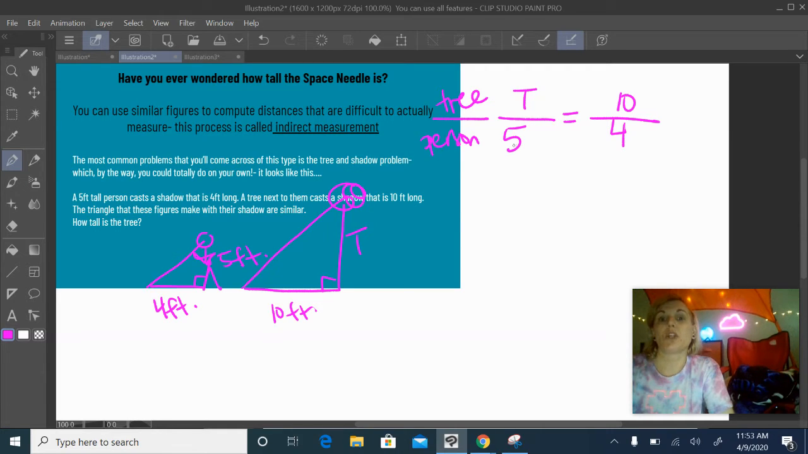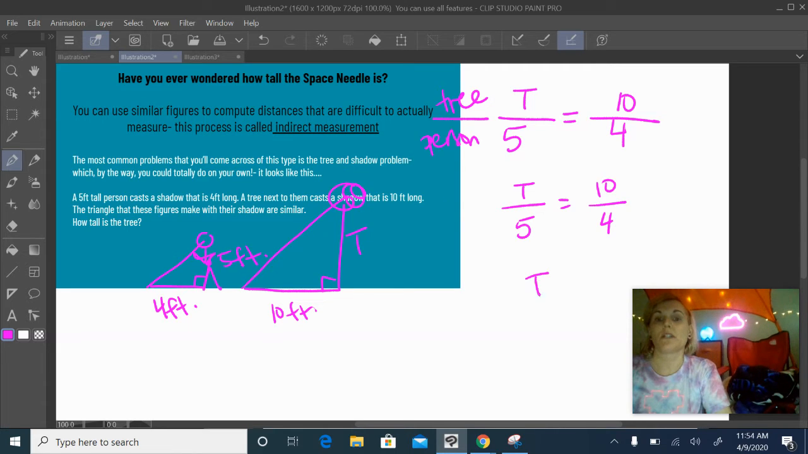Okay, and so I'm going to look at it. If my variable ends up on the top, cool, let's keep going. If it ended up on the bottom, we're going to flip them just like we did in the last problem. So let's take this out. So the height of the tree over 5 equals 10 over 4.